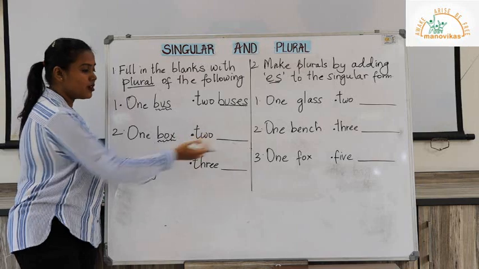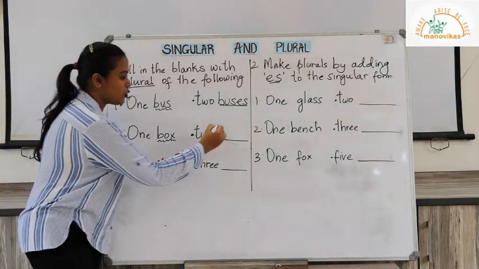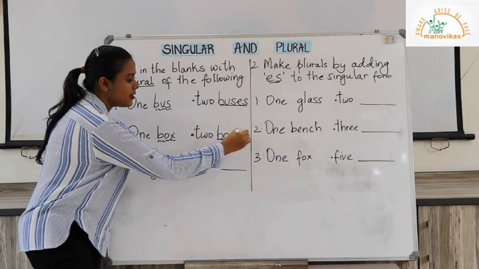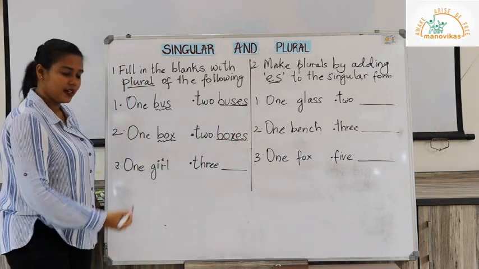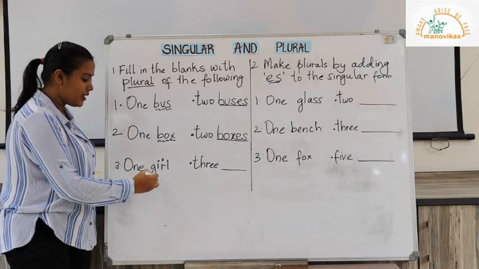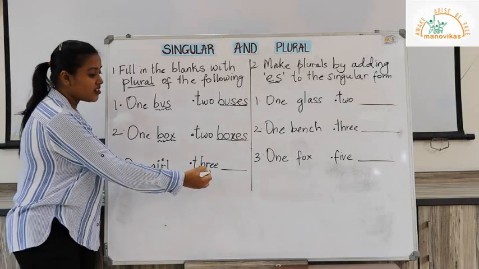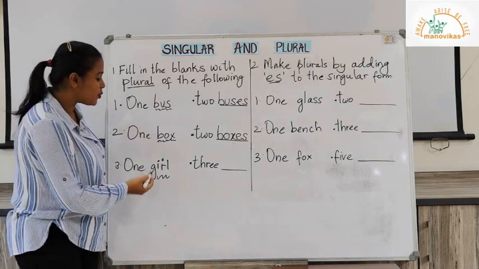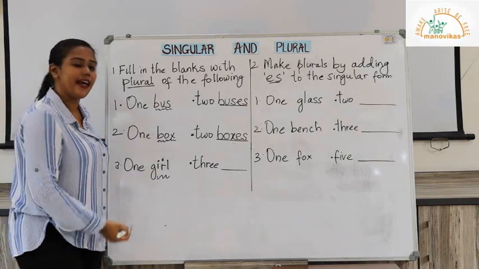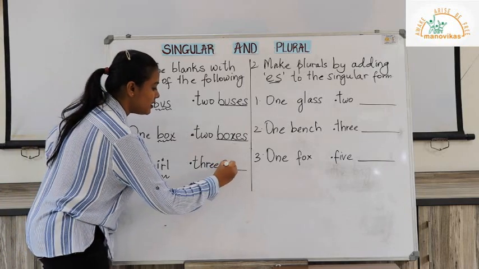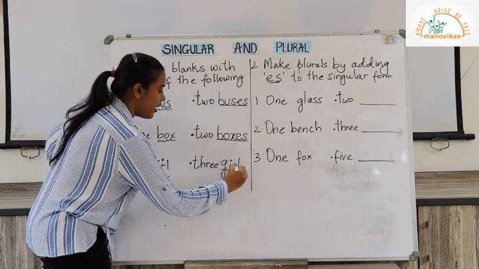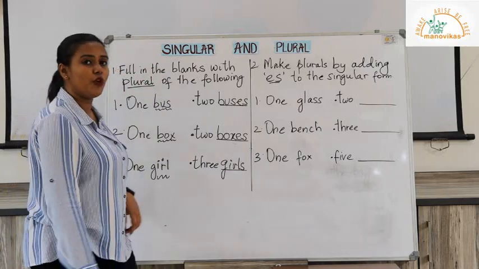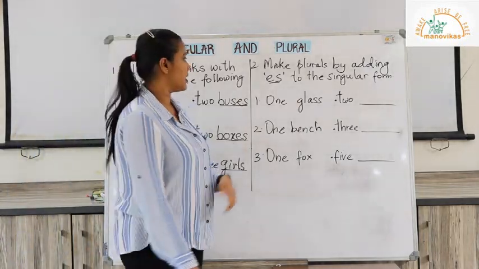The next one, box. Two boxes. So B-O-X-E-S. The last one, girl, three girls. Now how do we make the plural of this word girl? By adding s. So we will write G-I-R-L-S, girls.